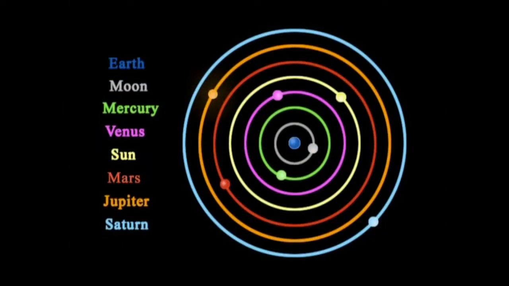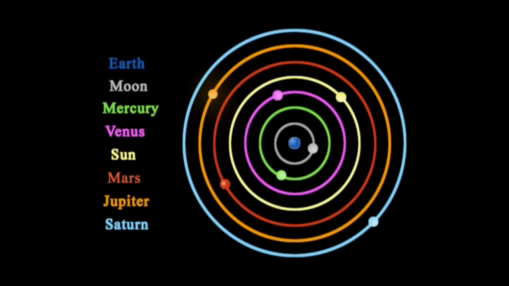And so in the geocentric model, the Earth was at the center, and the planets were around it, moving at slower and slower speeds. The moon, then Mercury, Venus, Sun, Mars, Jupiter, and Saturn.